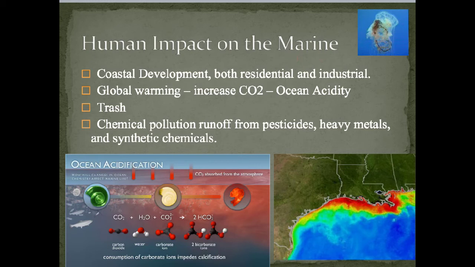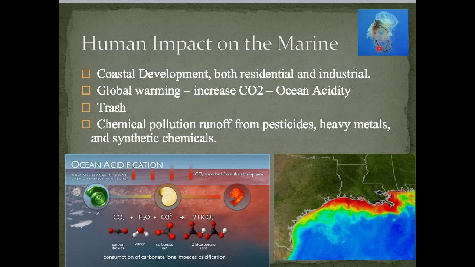Some human impacts on the marine systems. We have coastal development, one of the most demanded areas of land. Everybody wants to live on the coast, which most people do, both residential and industrial. Global warming, increased CO2, we can have an increase of ocean acidification, like you saw with the video with Sigourney Weaver. All right, more carbon dioxide absorbing in causes an increase of acidity in the ocean, causing those primary producers to not be able to build shells, therefore not allowing them to compete ecologically against everything else.